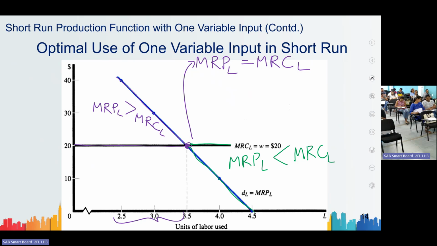MRPL is simply what? That is the marginal benefit. MRCL is simply what? Marginal cost. Over this range of labor input, what do we observe? Marginal benefit is greater than marginal cost. That means when we employ one additional unit of labor, its marginal benefit will be greater than its marginal cost. So if you are the producer, what is your decision in this case?